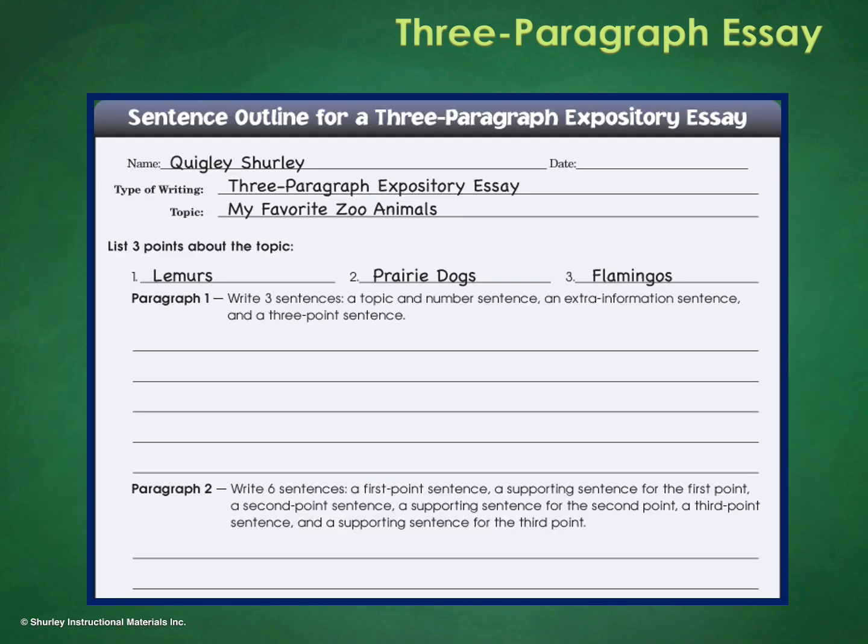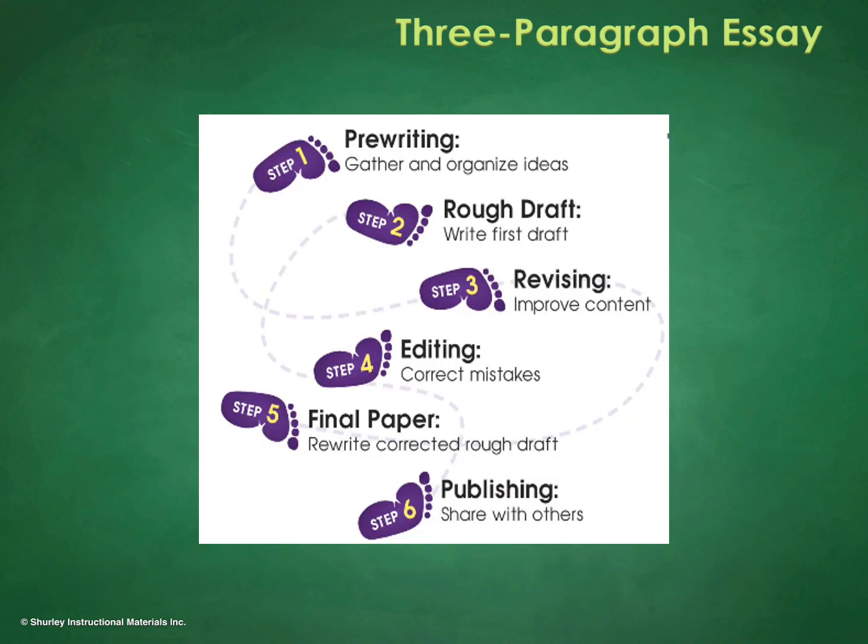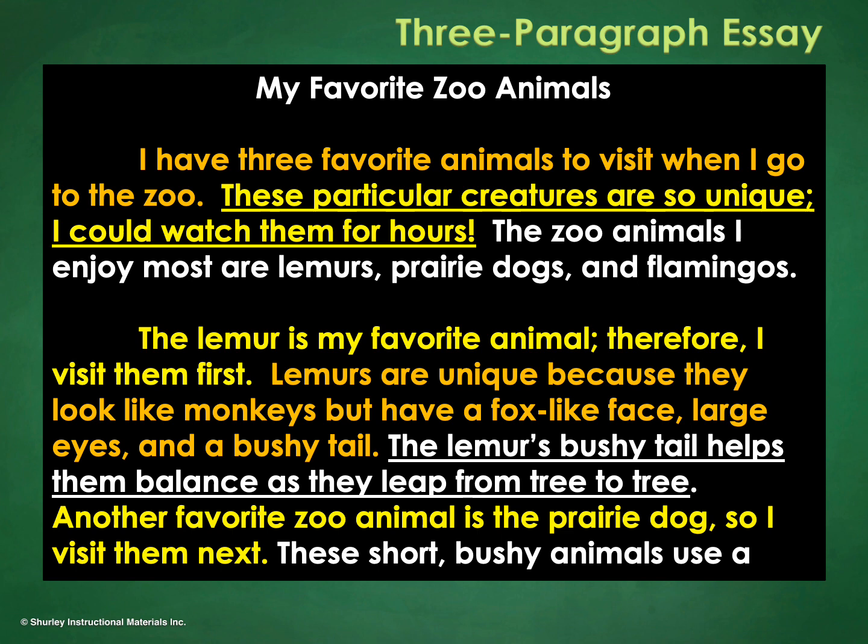During step 2 of the writing process, students will use a sentence outline to help them move ideas from the pre-writing map to the rough draft. The outline will provide a step-by-step guide to write each sentence of the introduction, body, and conclusion of their 3-paragraph essay. Then students will continue to follow the steps of the writing process to revise, edit, write a final paper, and publish their 3-paragraph essay.